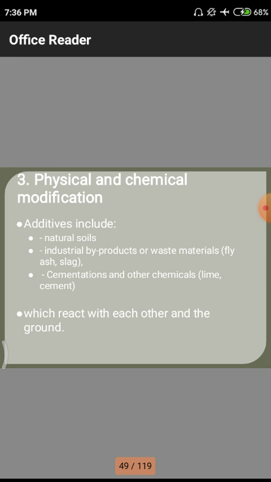So first one we have natural soils. That means naturally occurring soils. We have too much fineness, so this fineness matter is added to those particular soils to decrease the voids present in them. Next one we have industrial byproducts or waste materials like fly ash and slag.